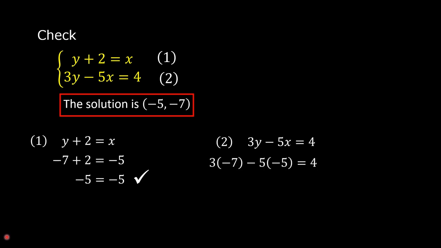So we have now 3 times negative 7 minus 5 times negative 5 is equal to 4. This is now equal to negative 21 plus 25 is equal to 4. Negative 21 plus 25 is equal to 4. So 4 is equal to 4. This is a true numerical statement. Since we got true numerical statements in both equations, then that means the solution is correct.